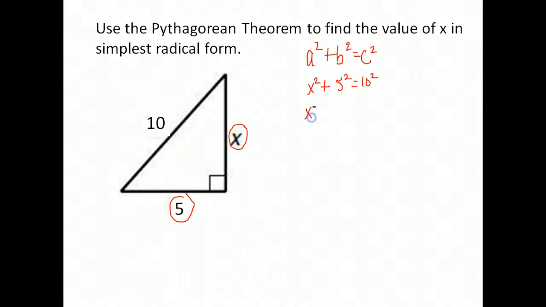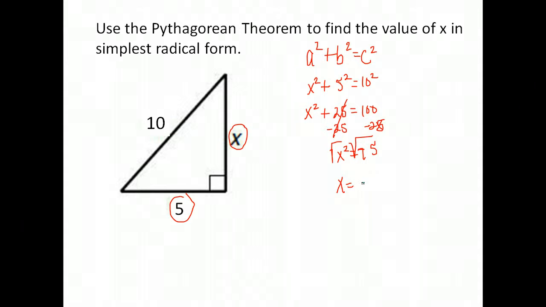Okay, let's do our squaring. So we have x squared plus 5 squared, 5 times 5 is 25, equals 100. We need to get x by itself, so I'd have to subtract 25 from both sides. That gives me x squared equals 75, and I take the square root of both sides.